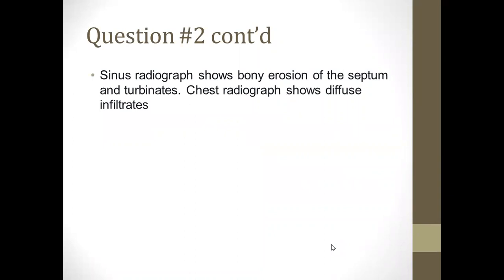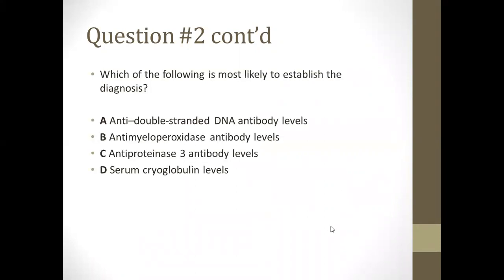The sinus x-rays show bony erosion of the septum and turbinates, and the chest x-ray shows diffuse infiltrates. So which of the following is most likely to establish the diagnosis? A, anti-double-stranded DNA antibody level. B, anti-MPO antibody level. C, anti-PR3 antibody level. And D, serum cryoglobulins.